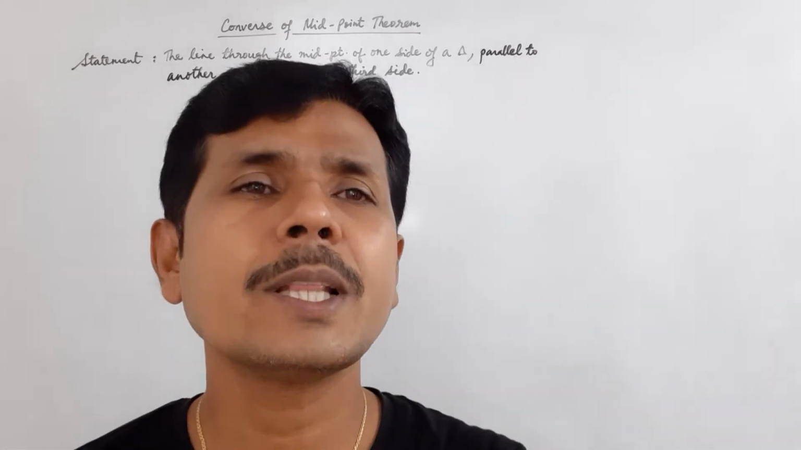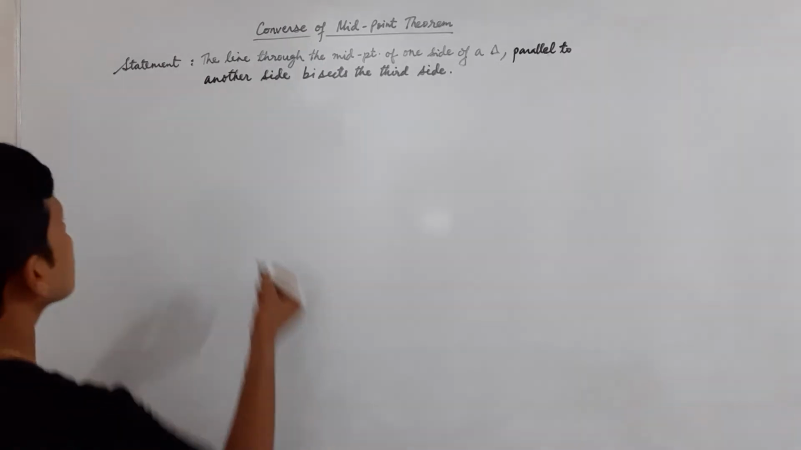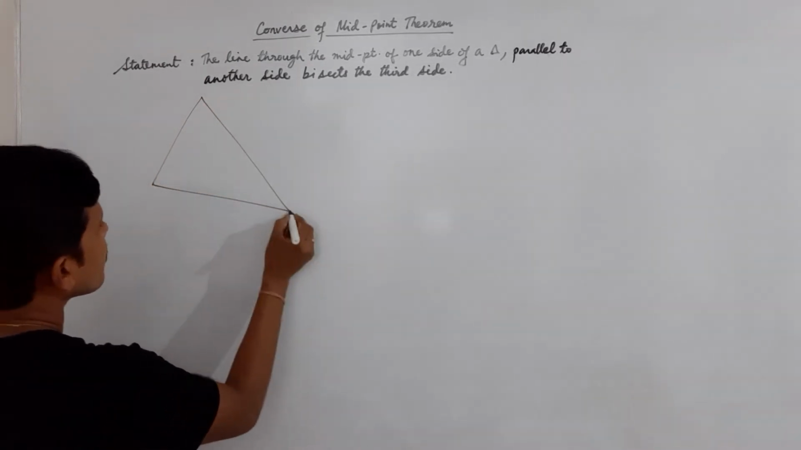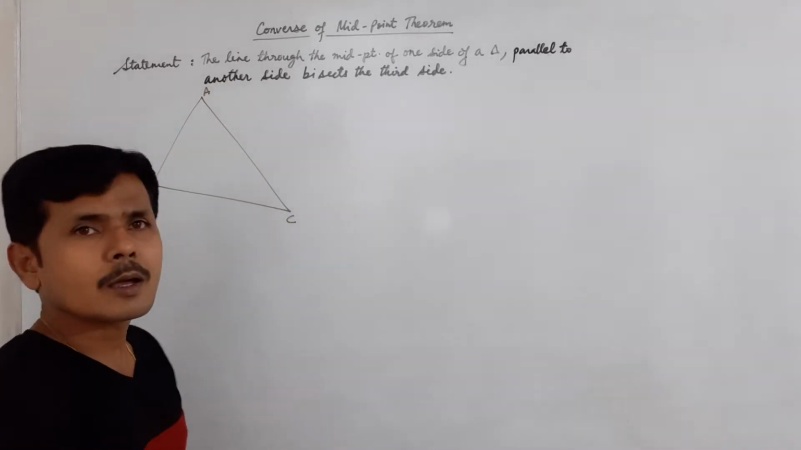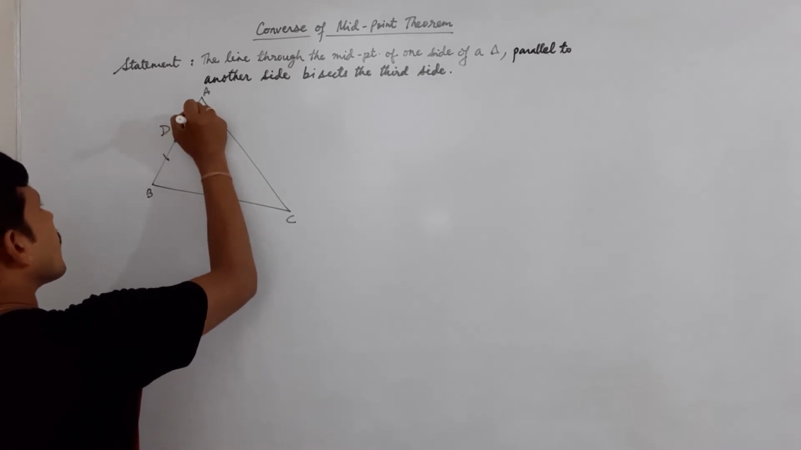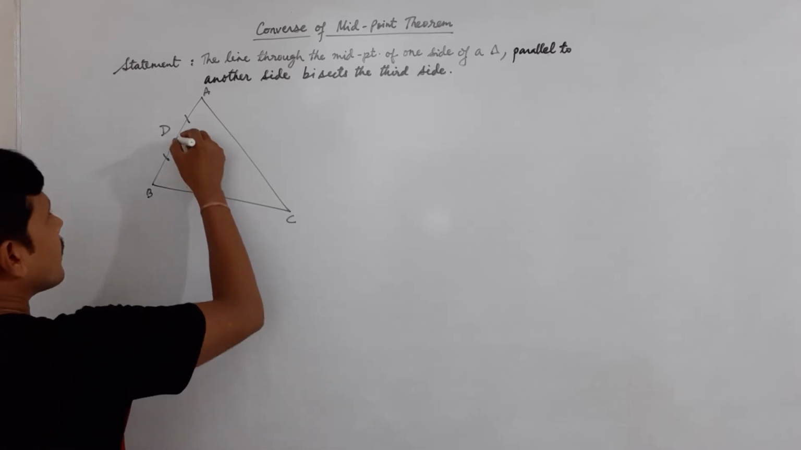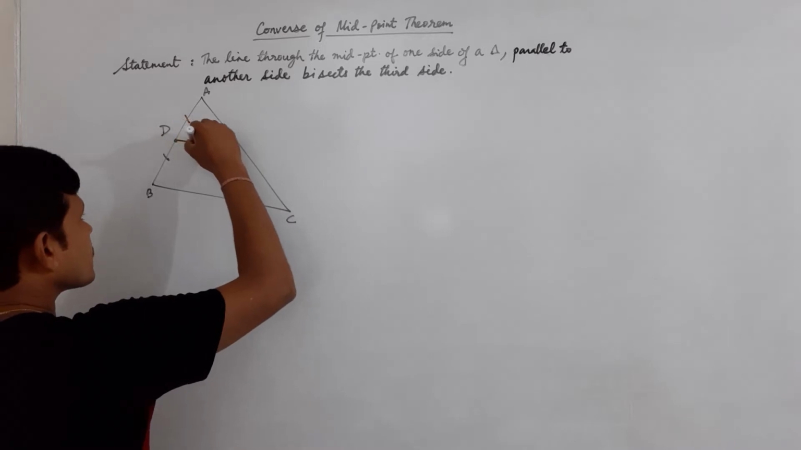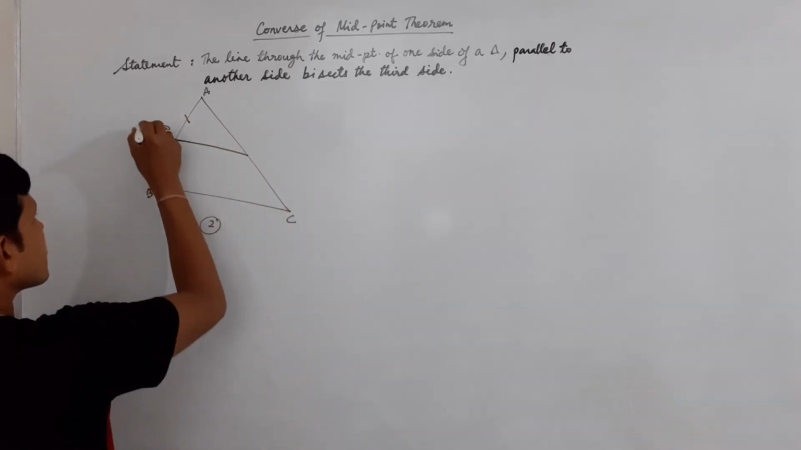For this, we need to draw a triangle. Let us take a triangle over here. I have taken a triangle ABC. Let us mark the points A, B, C. I have assumed that D is the midpoint of side AB. A line through the midpoint of AB is drawn parallel to the second side. This is our second side. This is our first side.